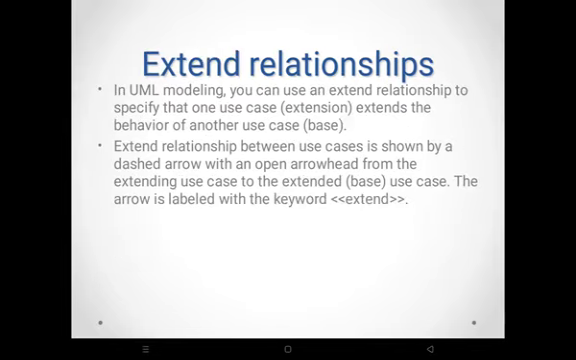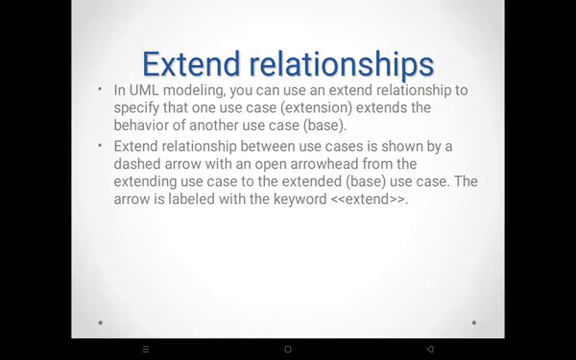The second relationship, extend relationship. It's a very important relationship. In UML modeling, you can use an extend relationship to specify that one use case can extend the behavior of another use case. So we can use the behavior of one use case in another use case.